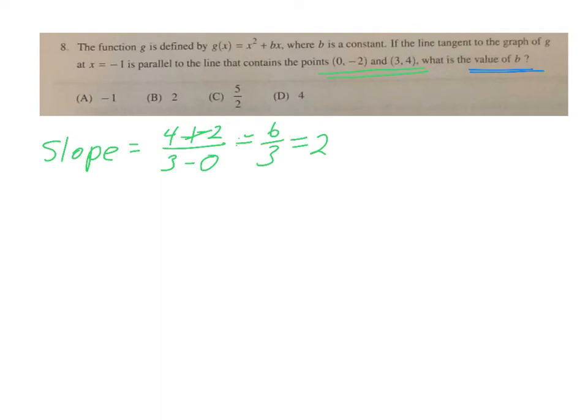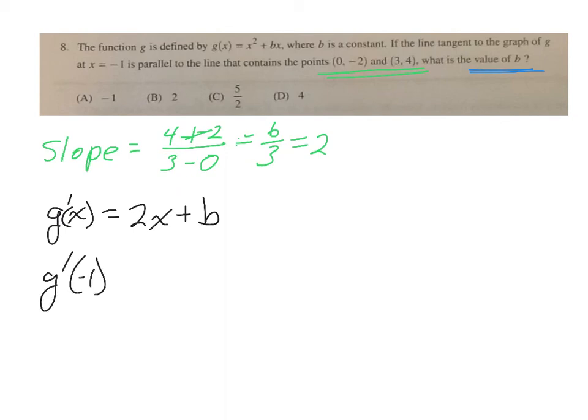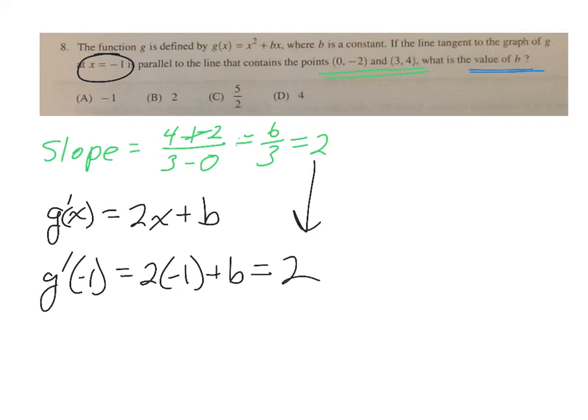Well, the derivative of a function gives us an equation for the slope of the line at any point. So I'm going to find g prime of x. So that becomes 2x plus b. Well, if we evaluate that at -1, that is 2 times -1 plus b, and that actually has to equal 2. It equals the slope of the line between those 2 points.